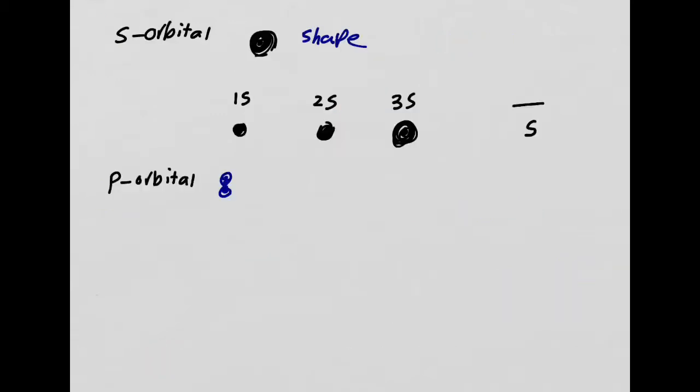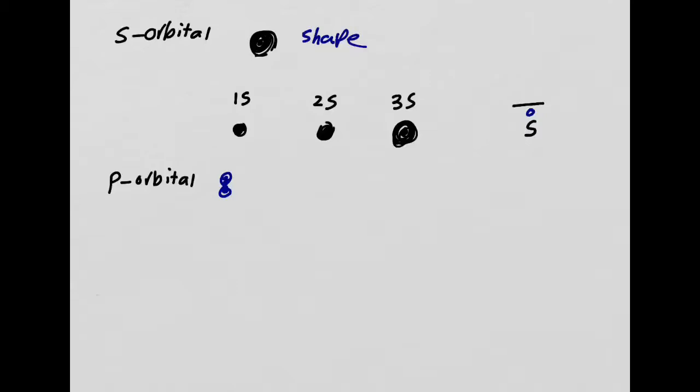So now, what does that mean? If you have an S orbital, if you have this shape, how many different orientations can you have? For a circle, how many different orientations can you have? Just one. And that's why we only have one S orbital, because there's only one possible orientation.